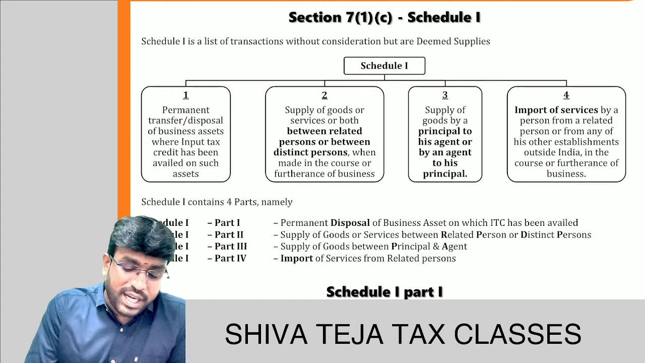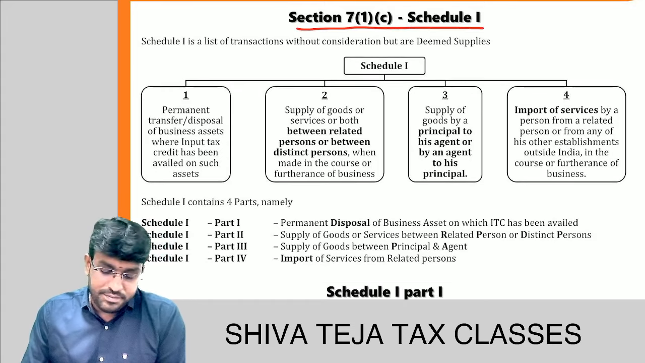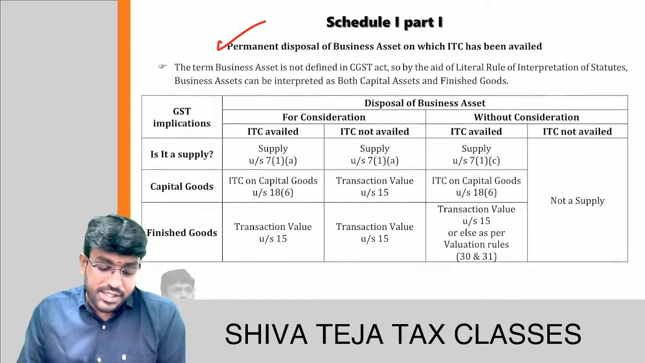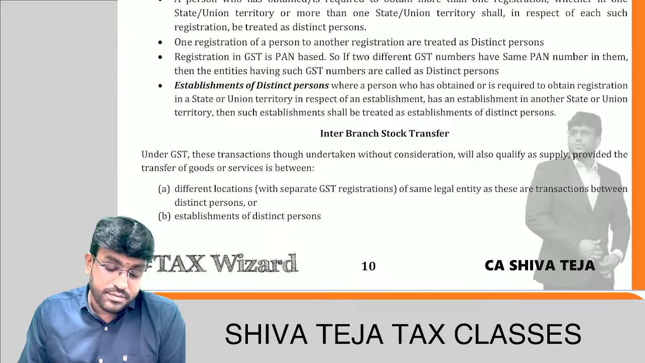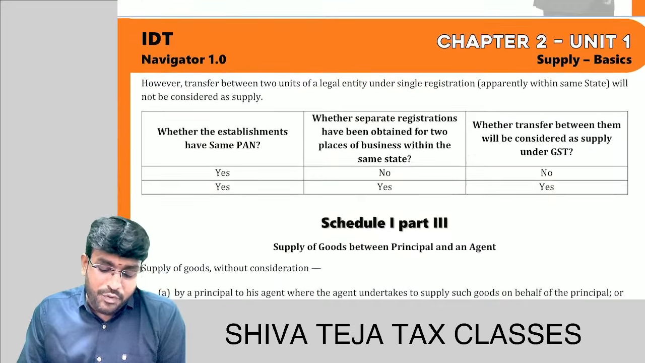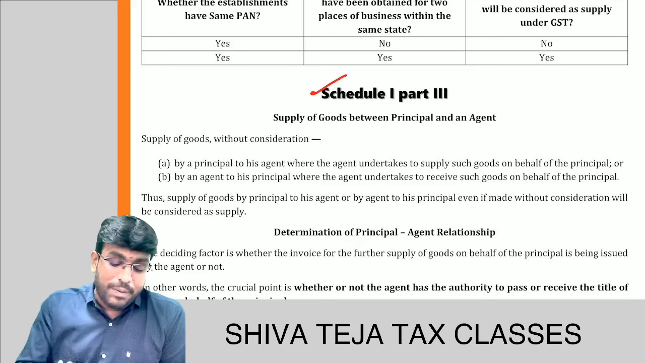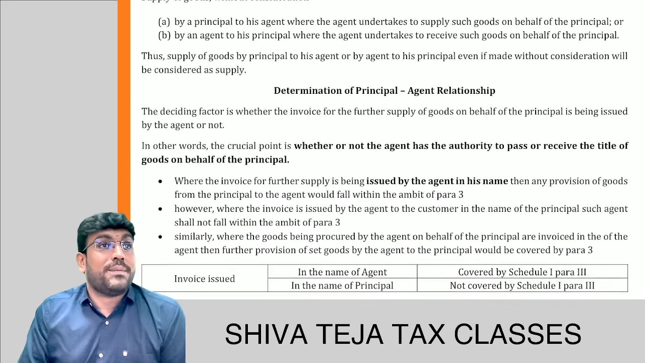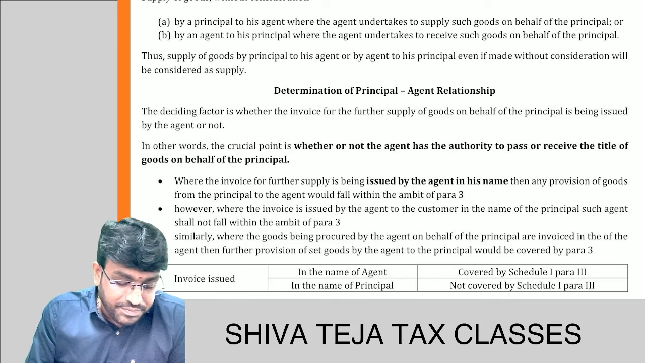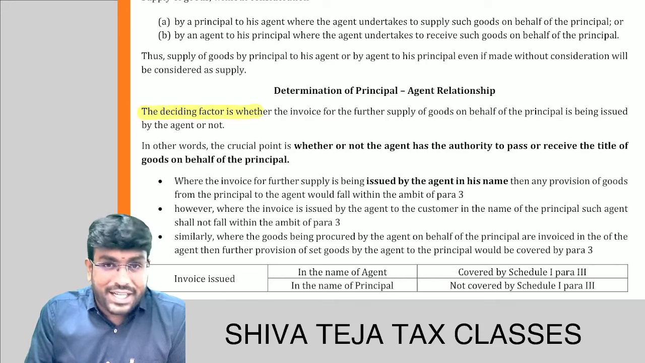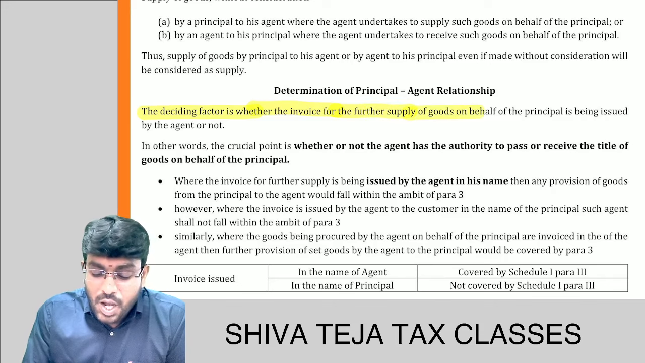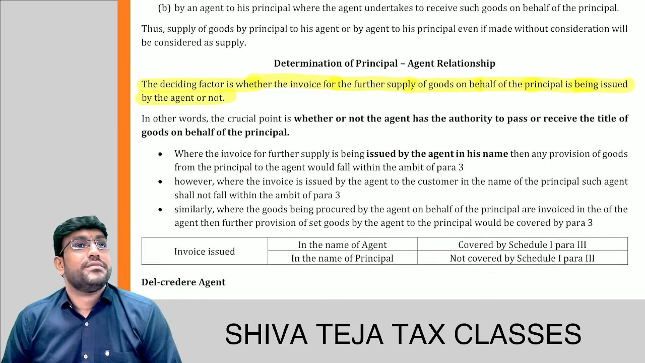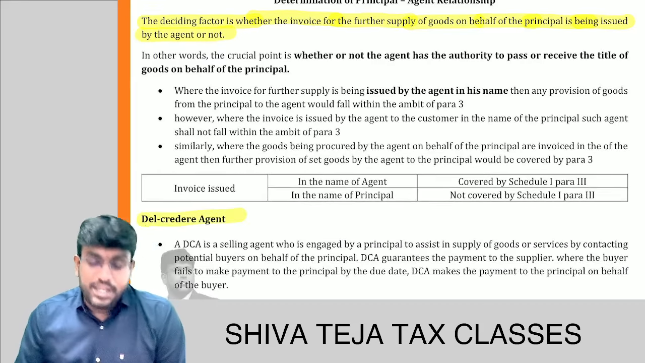Come on, see here. 7(1) read with schedule 1. Understood this point? How many points are there? What is the first one? ITC is clear. Next, second point: distinct or related persons in the course or furtherance of business. Third point: supply between principal and agent or vice versa, provided agent issues invoice to the customer in his own name. I will highlight this line, please see now. The deciding factor is whether the invoice for further supply of goods on behalf of principal is being issued by agent or not. Based on that only we will decide. Correct, no friends? And same logic will apply even for del credere agent.